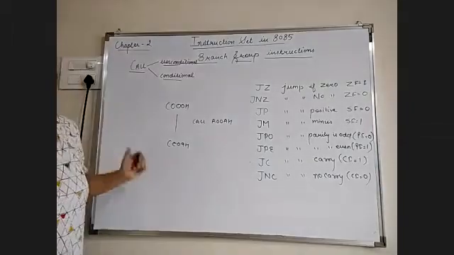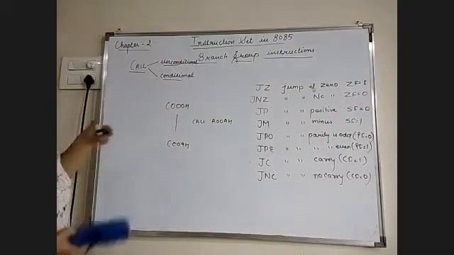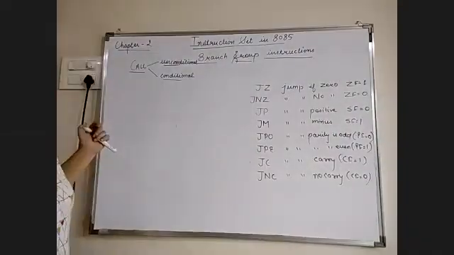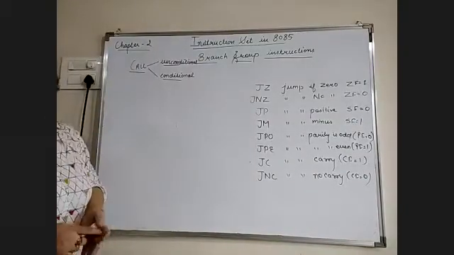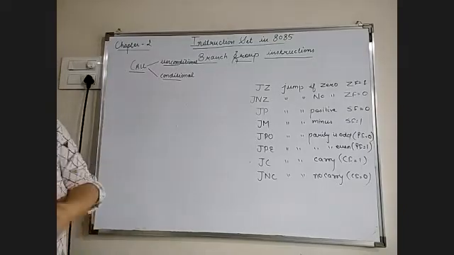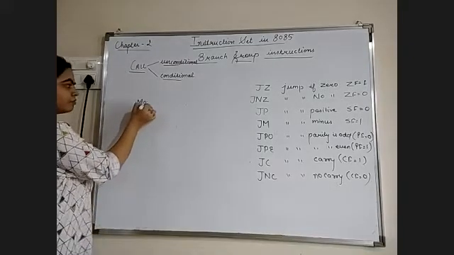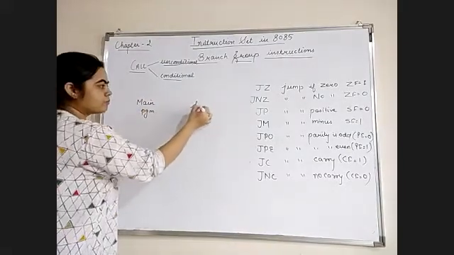So this is the main difference between jump and the call statement. In case of call statement there are two programs. One is the main program where the call statement is written, and second is the program to which the microprocessor can switch after calling. That program is known as a subroutine program or a subprogram. So we have a main program and a subroutine program.